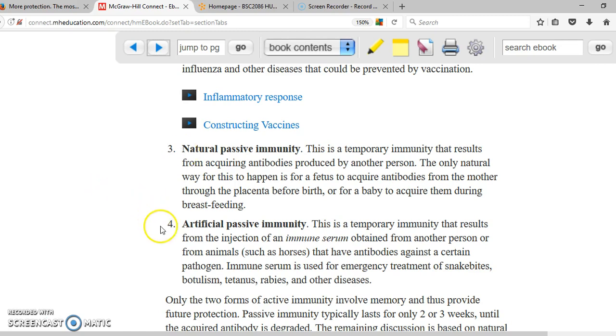Okay, the last one that we have here is artificial passive. So in this case, somebody else got the infection, somebody else got the antibodies, and then doctors get the antibodies from this other person, and they give these antibodies to you because you have the same infection that this other person got. So that is artificial passive. You did not get the infection, you didn't create the antibodies, you just got the antibodies that somebody created and they give that to you.